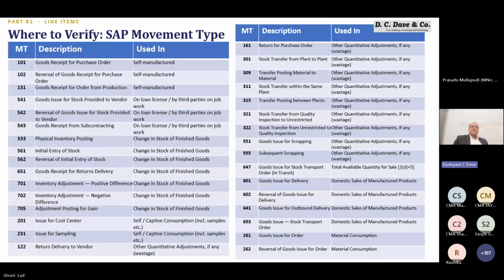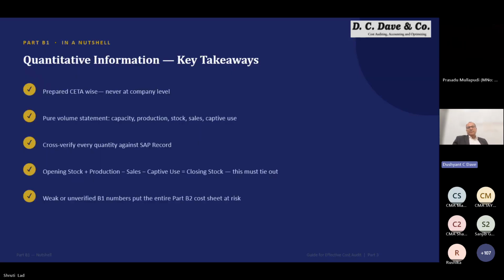Now, let us summarize everything which we discussed under B1 before we go to B2. As you know, in my last three or four webinars, my style is that we speak a lot, and then for the people who joined a little late, we do a little key takeaways. I put it on the screen again. Let us recap the key principles. Remember these five golden rules.